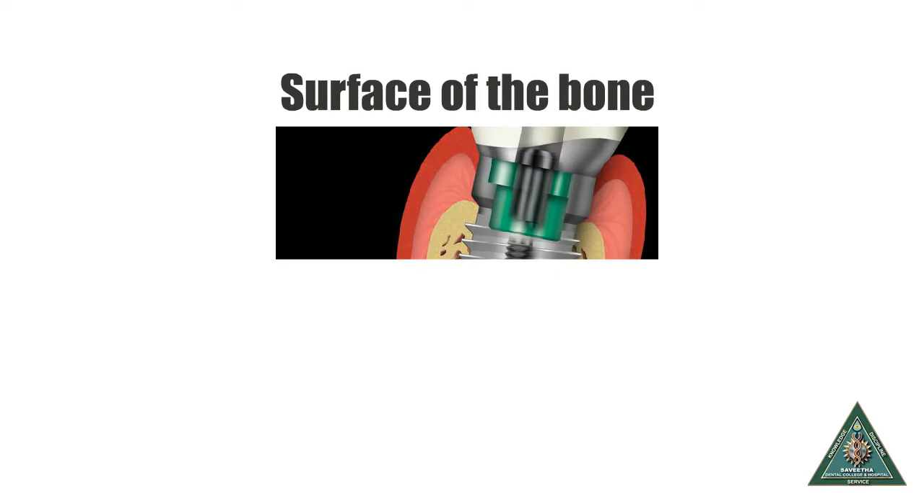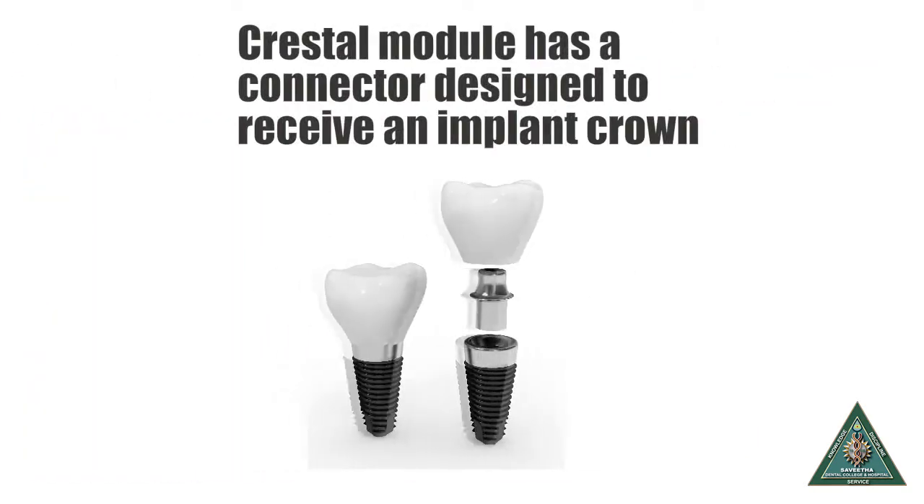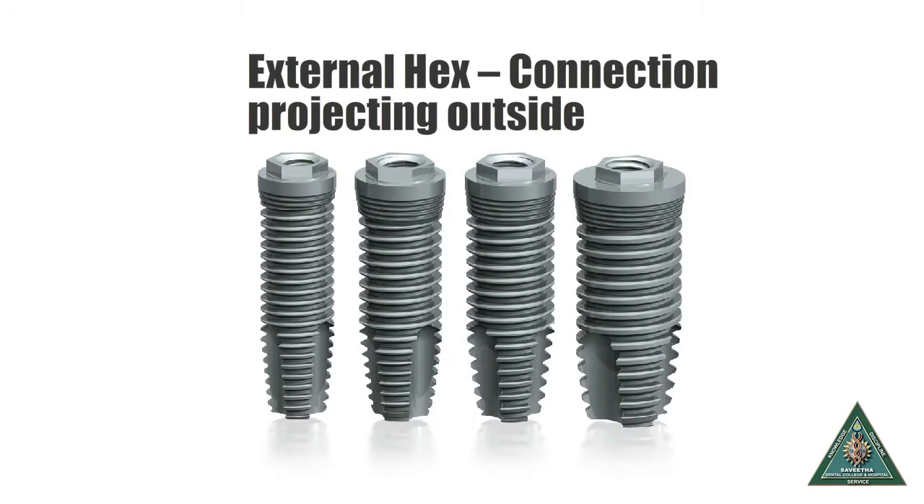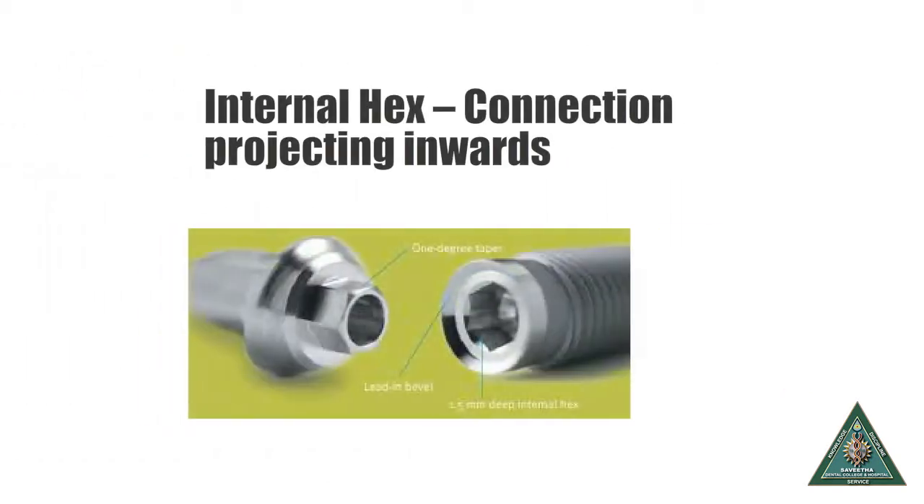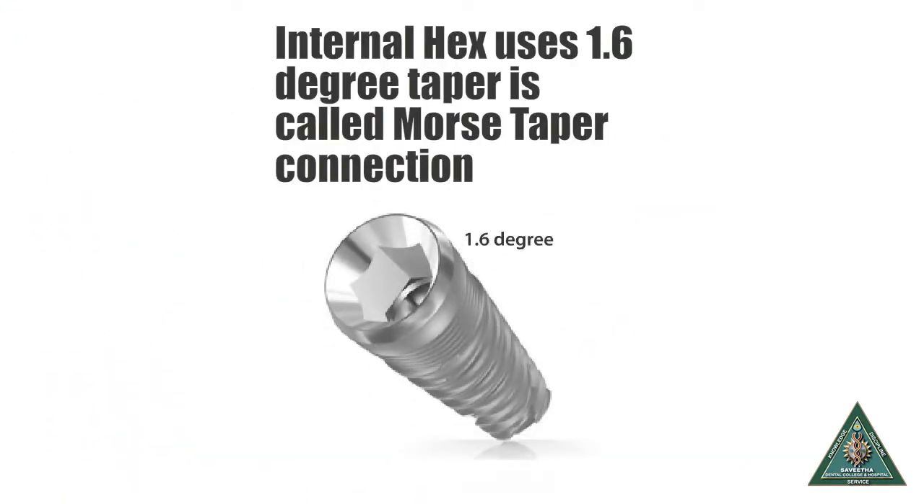Crestal modules can be polished or they can contain microthreads. They can be either scalloped or straight, both of which have an equivalent success rate. The crestal module consists of a connector designed to receive an implant crown. If the connector is projecting outside, it is called an external connection. If the connector is projecting inwards to the implant, it is called an internal connection, which is more widely used. If the internal hex uses a 1.6 degree taper, it is called a Morse tapered connection.